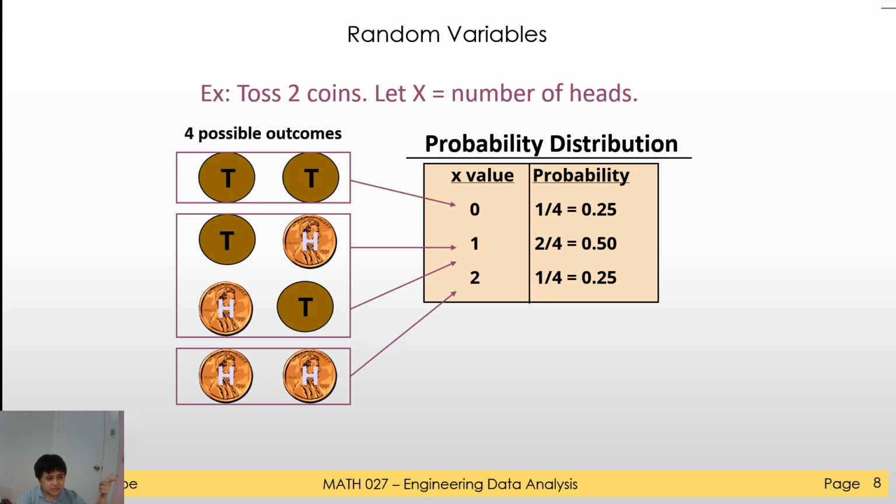So if you want to figure out the probability that there will be no head, then this will be 1 over 4, which is 0.25. If you want to see the probability that it will have exactly one head, that will be 0.50. And if you have two heads, then this will be 0.25 or 1/4. So what is the probability distribution?